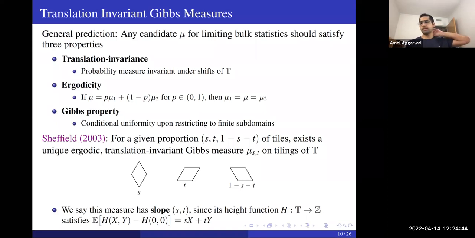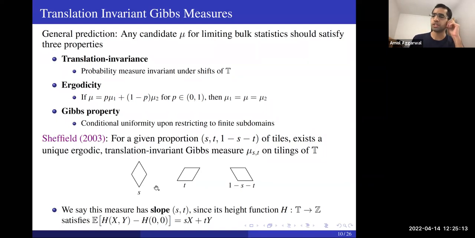And it's a theorem which goes back to the thesis of Sheffield that for any given proportion of tiles, S, T, and 1 minus S minus T, there is a unique ergodic translation invariant Gibbs measure, mu ST, of tilings of the full plane with that slope. So again, S, T and 1 minus S minus T are proportions of the tiles. S is the proportion of vertical tiles, T is the proportion of horizontal tiles, and 1 minus S minus T is the proportion of these other horizontal tiles. And that's the point.